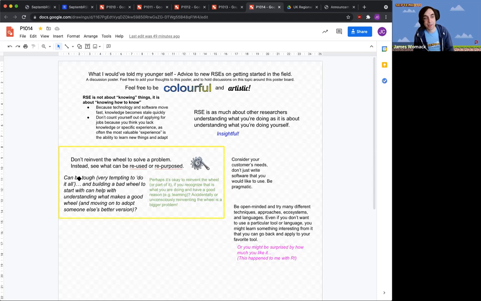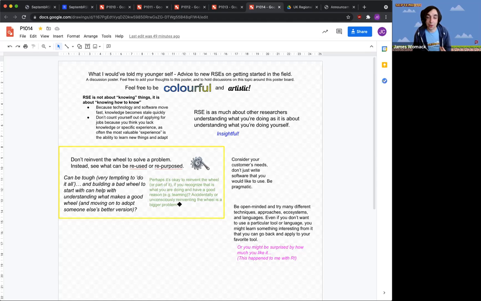But then another person has said, this can be tough because it's tempting to do it all. And sometimes building a bad wheel can help you build your understanding of what makes a good wheel, and therefore allow you to move on to adopt someone else's better version. And the third comment, which full disclosure comes from me, is that maybe it's true in both senses, in that it's okay to reinvent the wheel, but you need to be conscious that you're actually doing it and for what reason you're doing it.